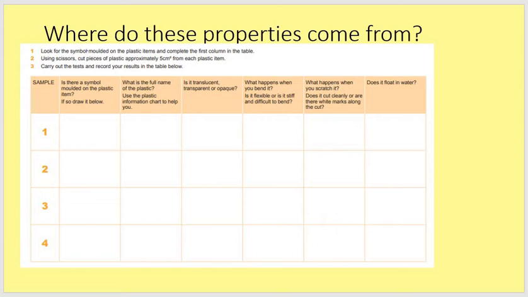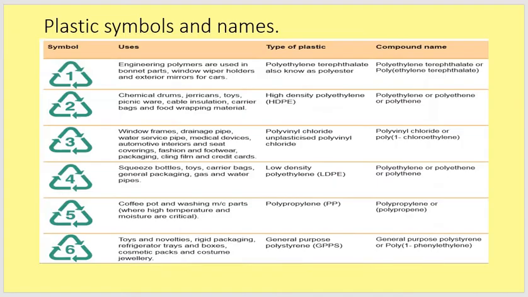Think back to that. Right, obviously you can pause the video here while you're drawing the table and doing the activity. Here are the different symbols and the names that go with them. So your symbol is like a triangle, but it's made with arrows, a cycle joined together, so it shows that something can be recycled. And they've got numbers 1, 2, 3, 4, 5, 6. The names of them are right on the right hand side here.